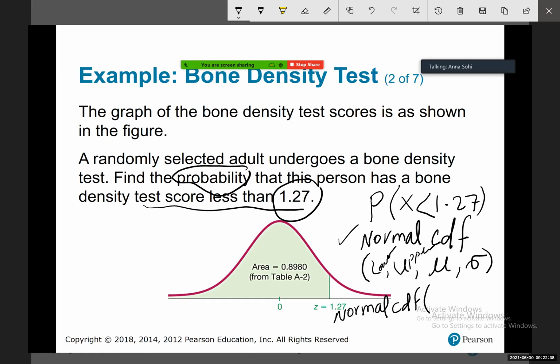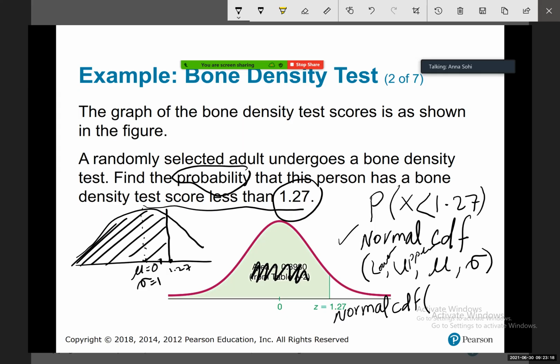Lower, as you see here. I want you to start building your own curve, even if the picture is not shown. Remember that you want to find the area. It's a standard test, so you know mu is 0 and sigma is 1. You can write that underneath, because in the previous page they said bone density has a mu of 0 and sigma of 1. Then it says less than 1.27. If this is 0, this is 1, 1.27 is probably somewhere here. Less than 1.27 means below.